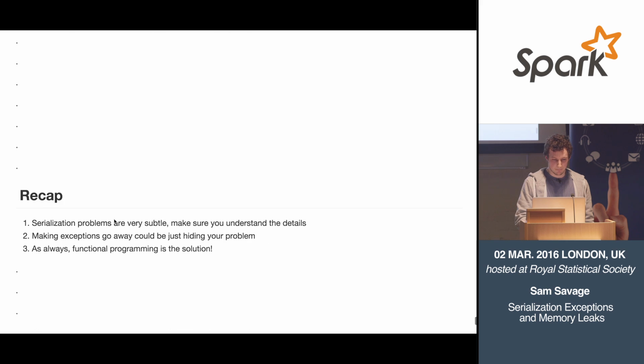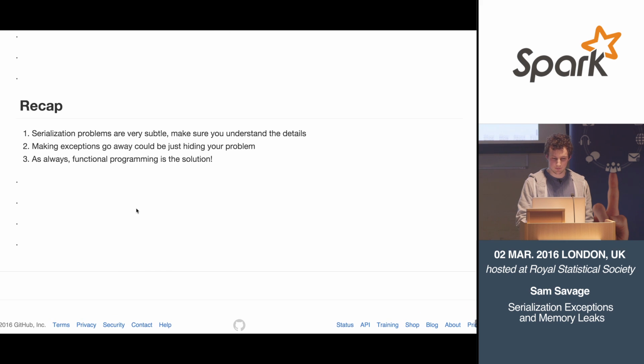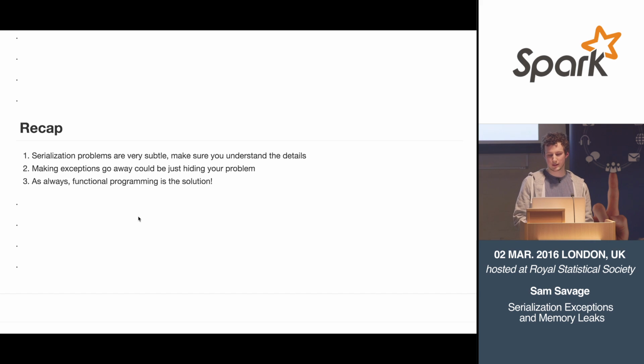So, recap. They're subtle. Try to understand the details. Don't just think that you've solved the problem because the exception stopped. You might be serializing it. Some people say, I'm using Spark but it's not as fast as I thought it was going to be. Well, maybe you're serializing stuff you don't realize you're serializing. Or maybe they're thinking, why am I getting an out of memory exception? I haven't got that much data. You might be in one of these situations. And as always, functional programming is the solution.